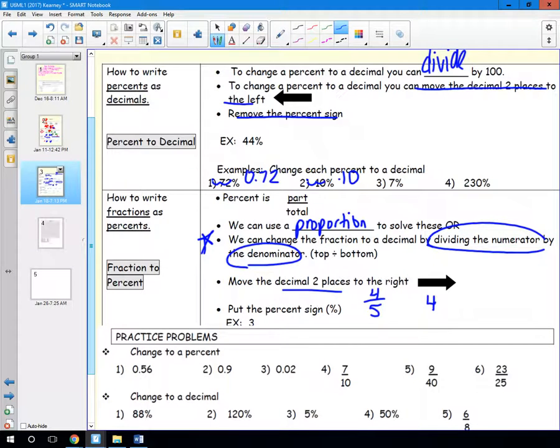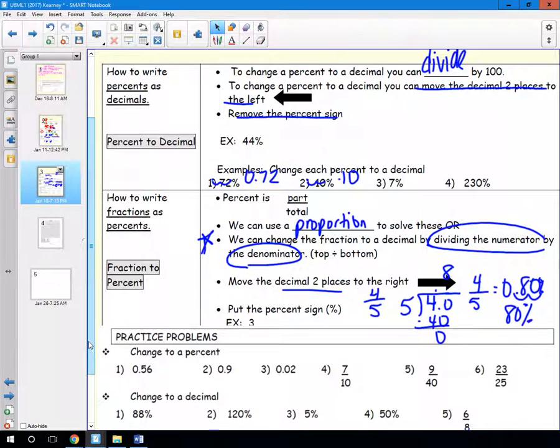So to do that, I'm going to divide the numerator by the denominator and then move the decimal 2 places. So that means 4 divided by 5. I'm going to just quickly divide that. 5 doesn't go into 4, but it goes into 40 8 times, 5 times 8 is 40. So I get 0.8. So 4/5 is 0.8, but then I want to make that into a percentage. So then I'm going to move that decimal now. I'm trying to get towards the percent sign. So I'm going to move it 2 places to the right and add my percent sign, so that's 80%.